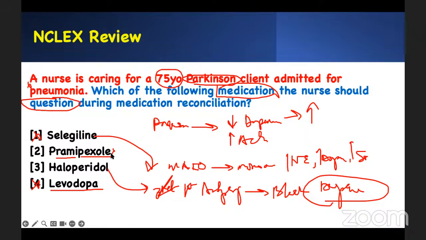Number 1 increases dopamine. Number 3, levodopa, increases dopamine. Number 2, if you don't know, is a dopamine agonist. Therefore, we're going to have high dopamine for that. Therefore, number 3 should be questioned. This is your right answer. This is how you answer questions. You have no clue, you have no idea, but you'll be able to answer it.